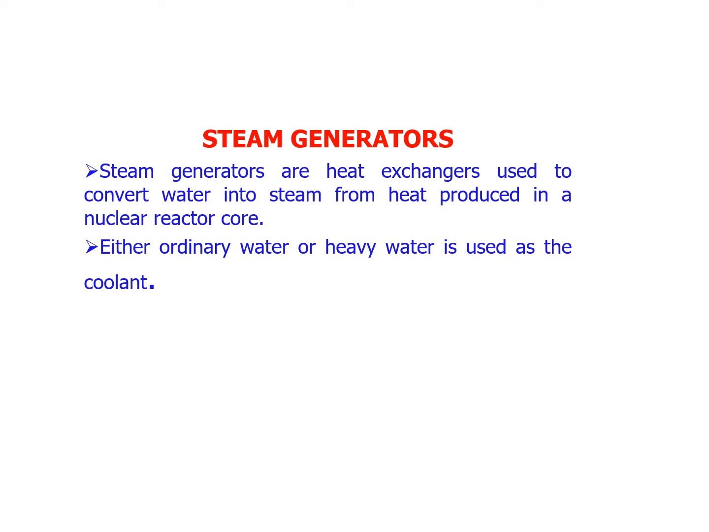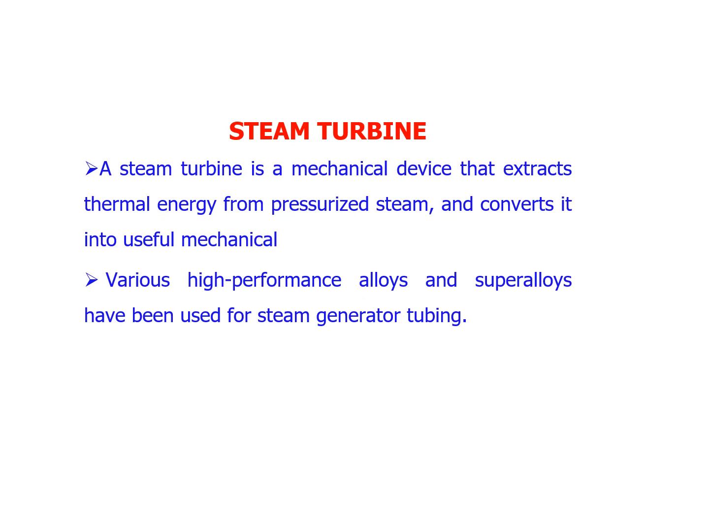Steam generator, as you know, it is a heat exchanger. Steam turbine is where the superheated steam will impinge on the turbine blades, and it will make the turbine blades rotate, so that the turbine shaft will rotate. In turn, it is connected to the generator. We are getting the power.